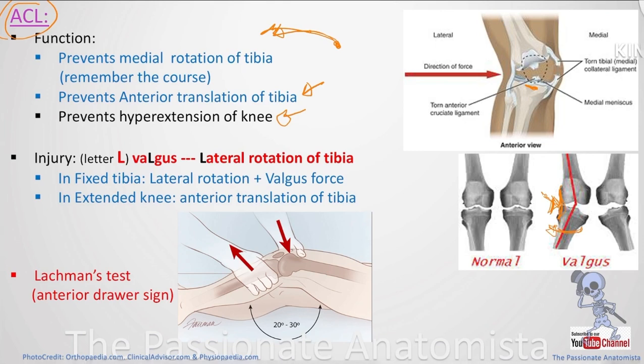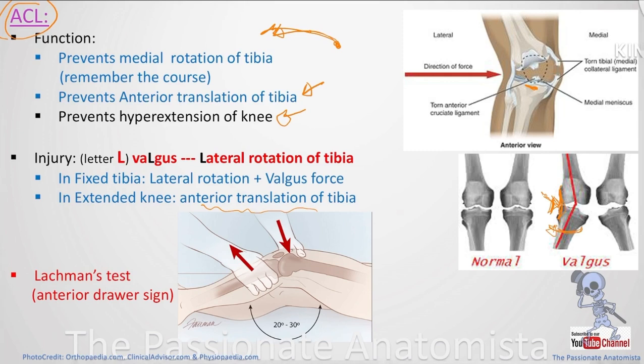Another thing, guys, if there is anterior translation of tibia, remember that the ACL used to prevent anterior translation. So if you forcefully do anterior translation of tibia, it means you are overstretching the ligament. It means you are injuring the ligament. So remember, for any ligament that is preventing something, if you do the thing that the ligament is trying to prevent, you are overstressing the ligament and injuring it. That will help you to remember the type of injury to ligaments.